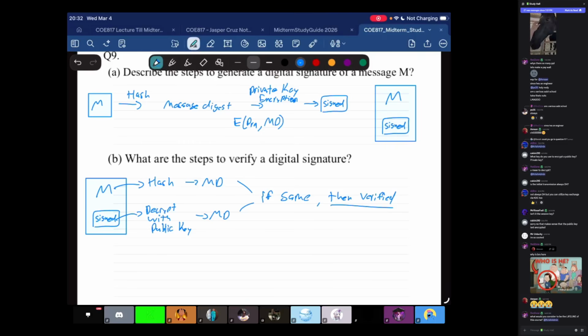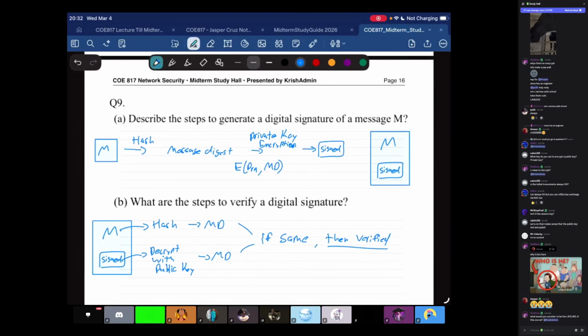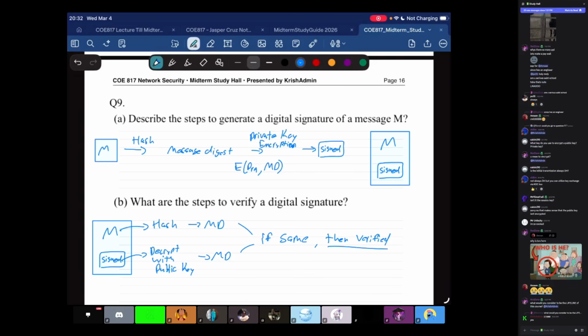I think one participant asked a question in the beginning about digital signatures. This is how digital signatures are formulated and then also verified. Hopefully that answered their question. Any questions about digital signatures or how verification happens? Okay.